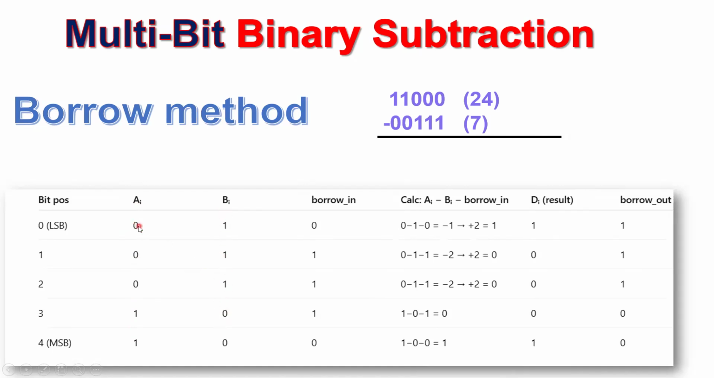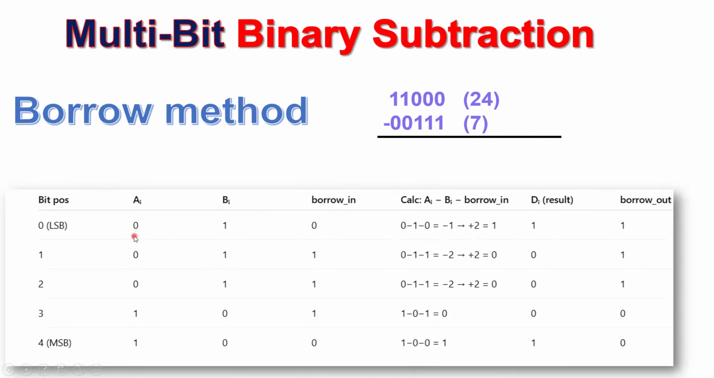So number A is 00011. We are reading 00011 from LSB to MSB. Similarly, for B, we are reading 11100 from LSB to MSB. Now you have to have a third column, which is for borrowing. So we'll see now how these numbers come about.